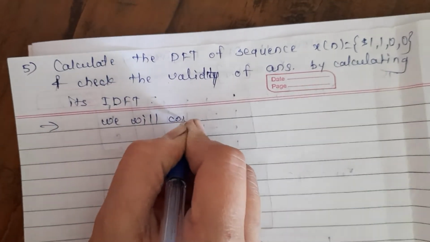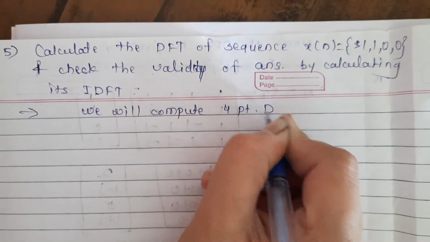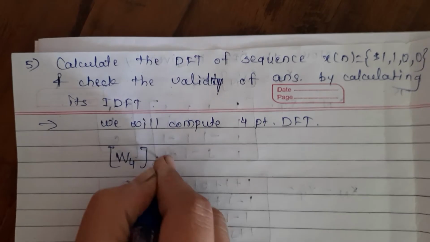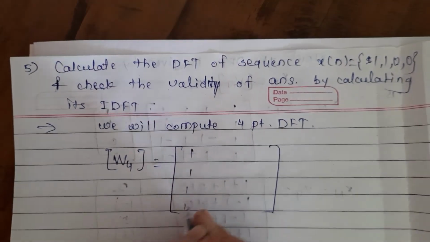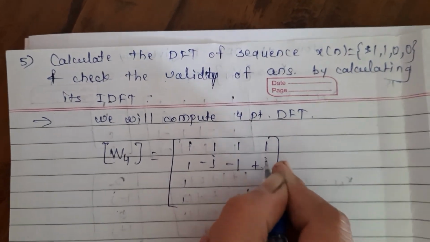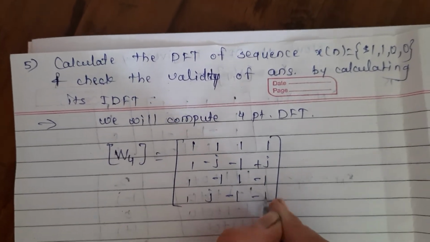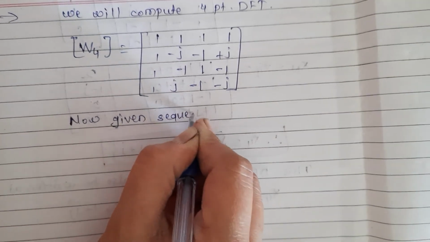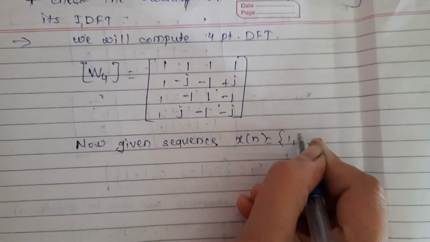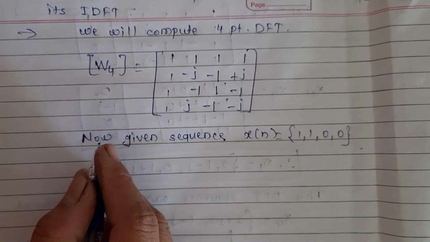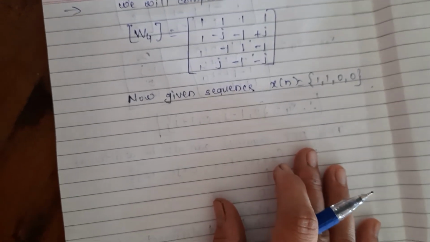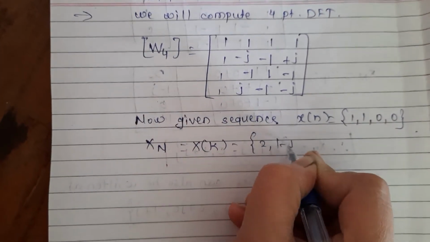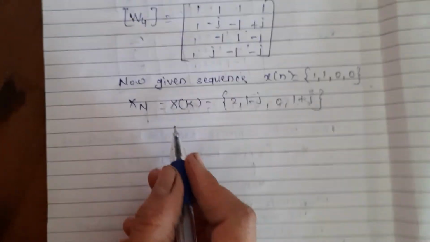Now we will compute the 4-point DFT. We have already obtained the matrix for W4. So we write directly here W4 is equal to 1 1 1 1, 1 minus j minus 1 plus j, 1 minus 1 1 minus 1, 1 j minus 1 minus j. Now the given sequence is x of n is 1 1 0 0. The DFT of this sequence was calculated in the previous problem. So we write here directly X of k is 2, 1 minus j, 0, 1 plus j.